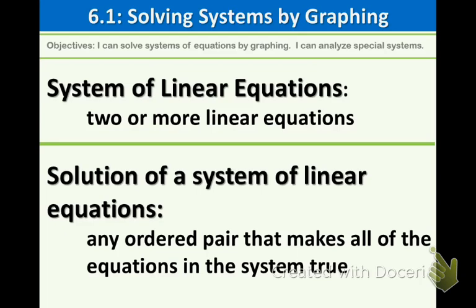So let's talk about what a system of linear equations is. It literally is two or more linear equations. So in the past we've worked with one equation, now we're going to bring two or more into play. Now a solution of a system of linear equations is any ordered pair that makes all of the equations in the system true, aka the intersection point. So I'd like you to write that. The intersection point of the lines obviously is going to work for both equations because that is the point that they have in common.